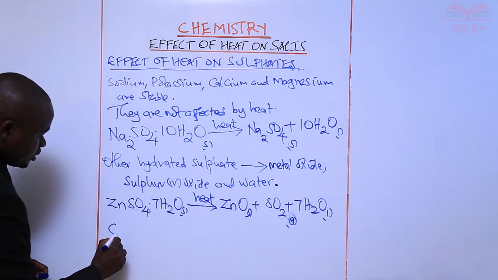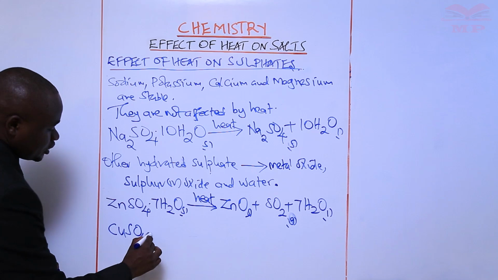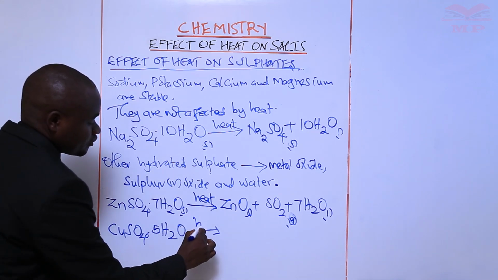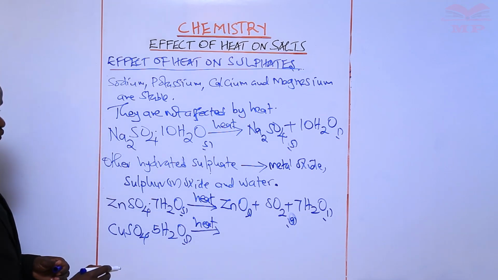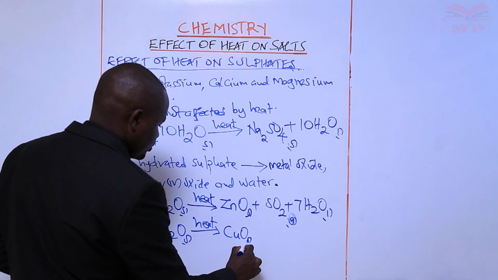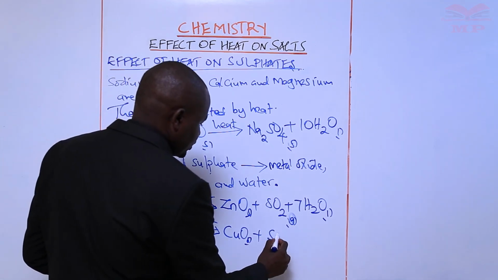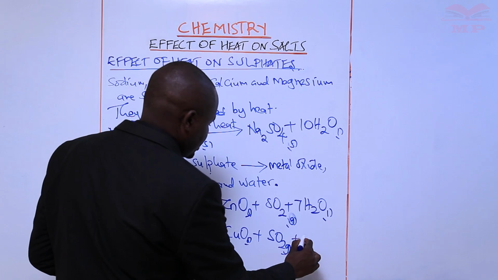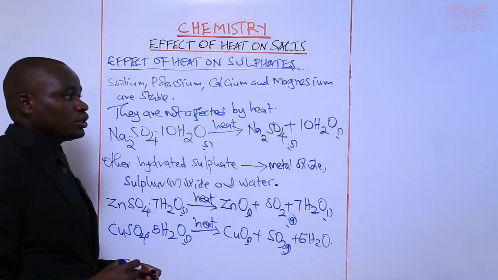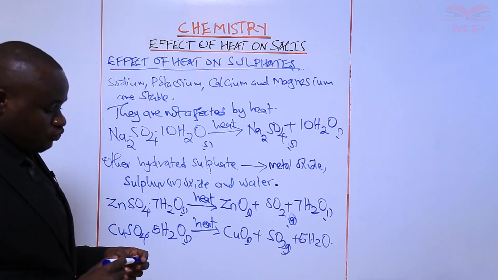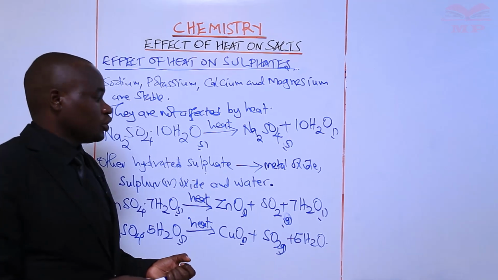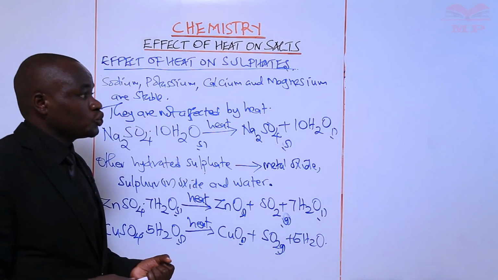The other one is copper sulfate pentahydrate. Penta means 5. It contains 5 molecules of water of crystallization. This one decomposes to give you copper oxide plus sulfur oxide, and then plus the 5 molecules of water of crystallization. So we finish by mentioning the effect of heat on hydrated iron 2 sulfate.